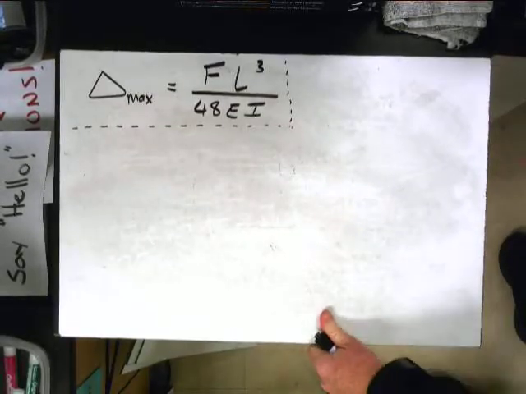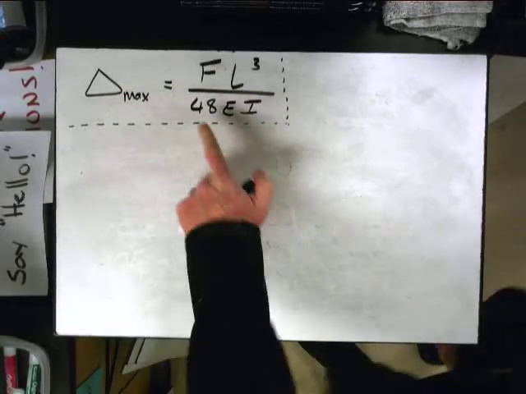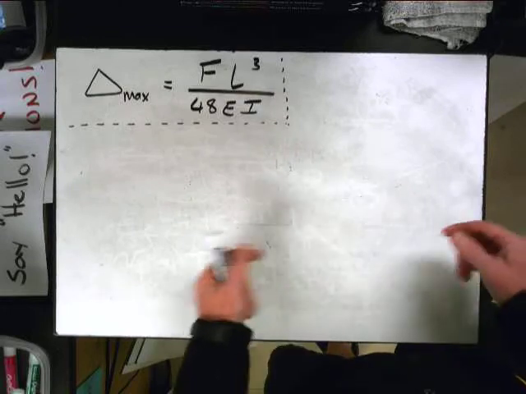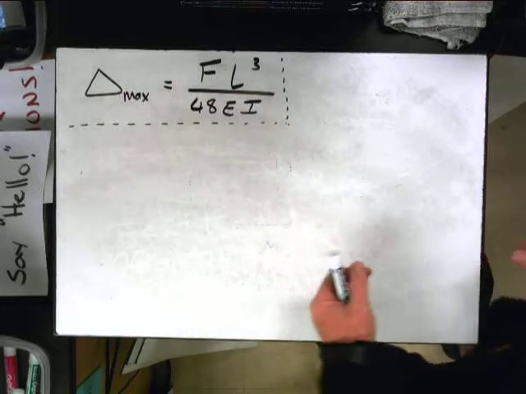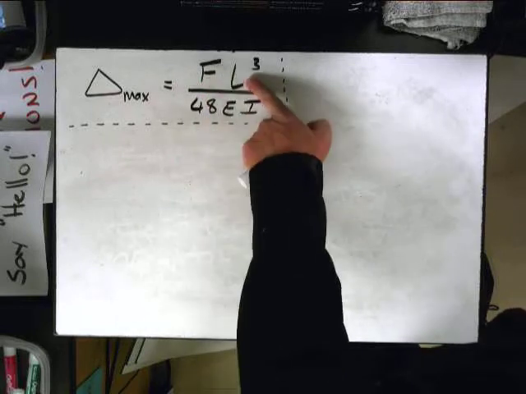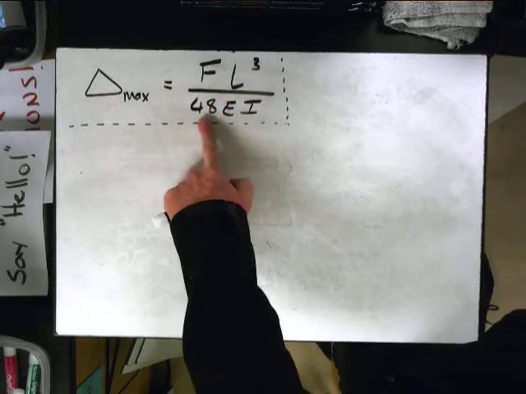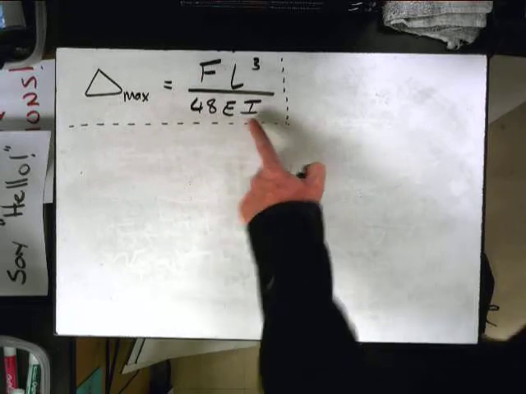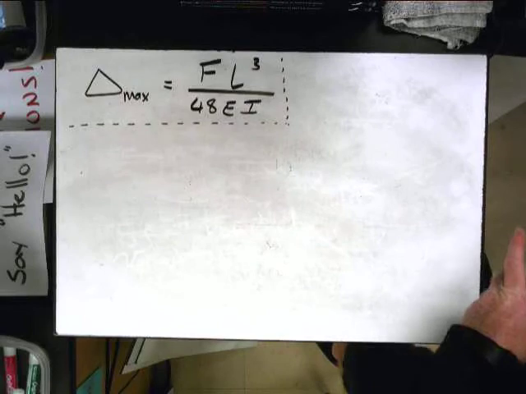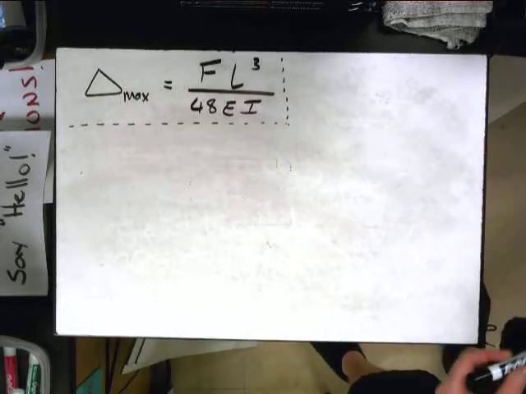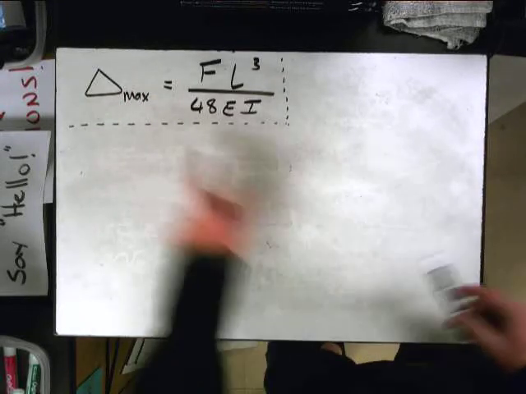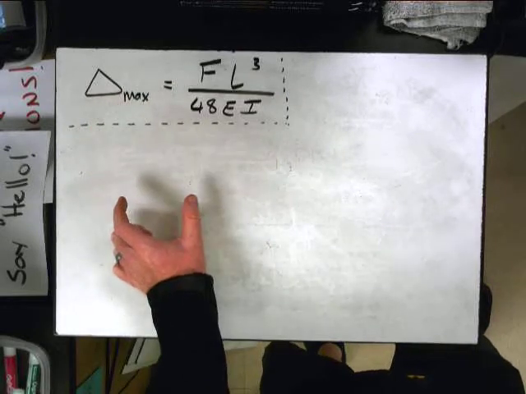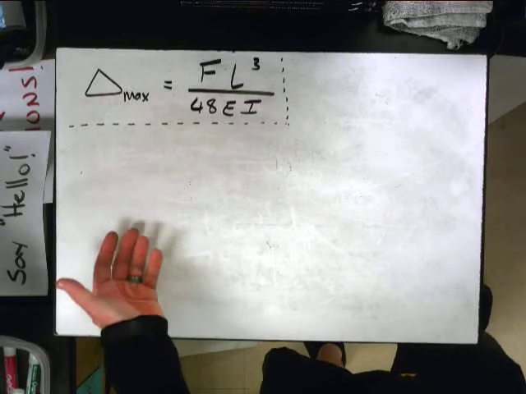For this exercise, I don't need to use the numbers. Here's the formula for the maximum deflection of the beam when the beam is supported at each end and we're applying a load right to the center of the beam. F is force, L is the length of the beam, 48 is just a coefficient, a number, E is the elastic modulus, and I is the area moment of inertia. This is the formula we have to get the deflection of the beam. So we expect the deflection quantity to be measured in some sort of units of length. That's what we hope to get.